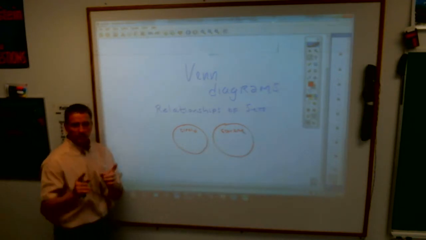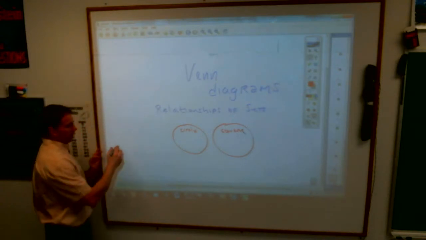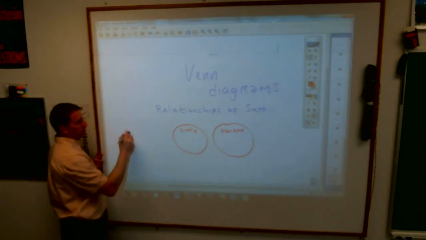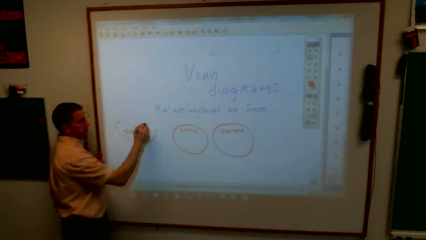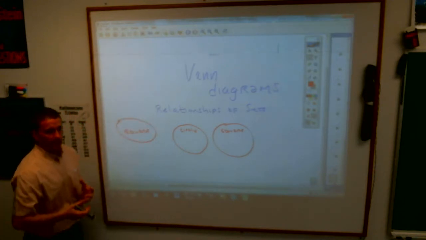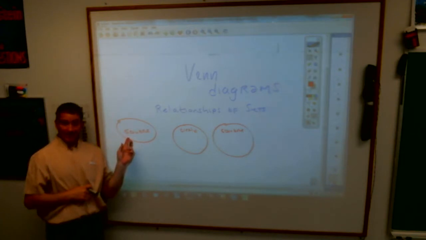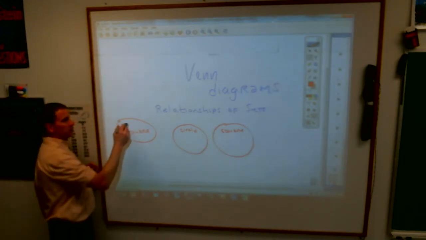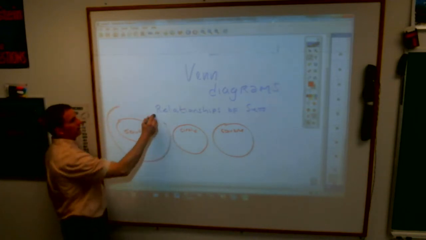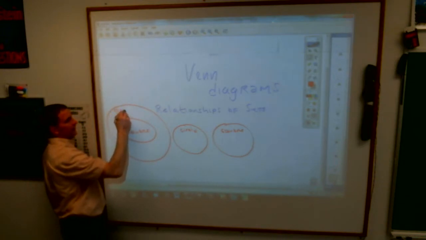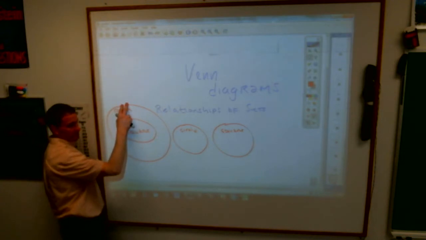Because if we were talking about squares and rectangles, okay, if I have my circle that shows my square, and I wanted to show that with the relationship to rectangles, every square is a rectangle, correct? So that would mean when I did my rectangles, I would have to encompass the whole thing of squares. This is labeled rectangles, because every square has to be a part of the rectangles.